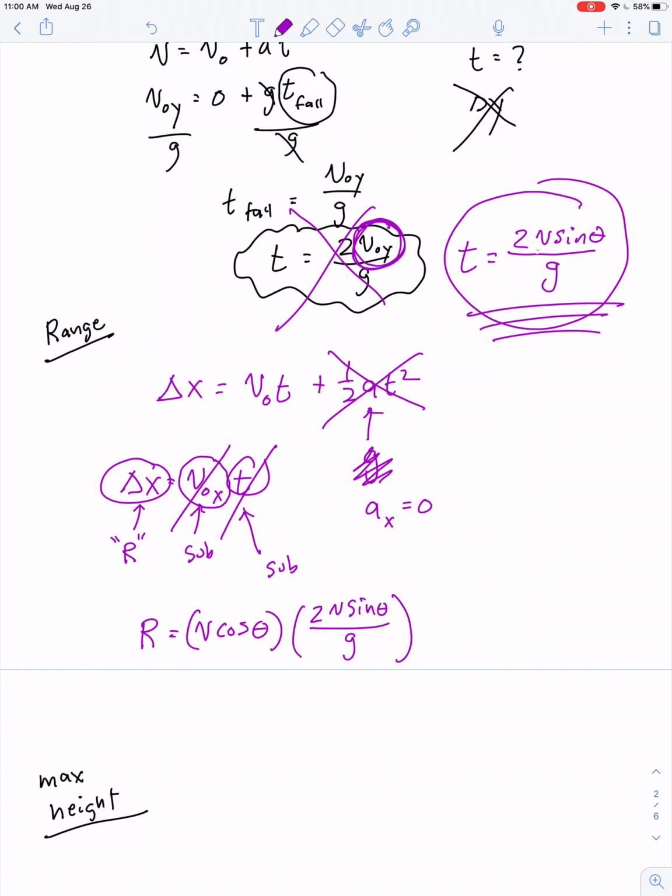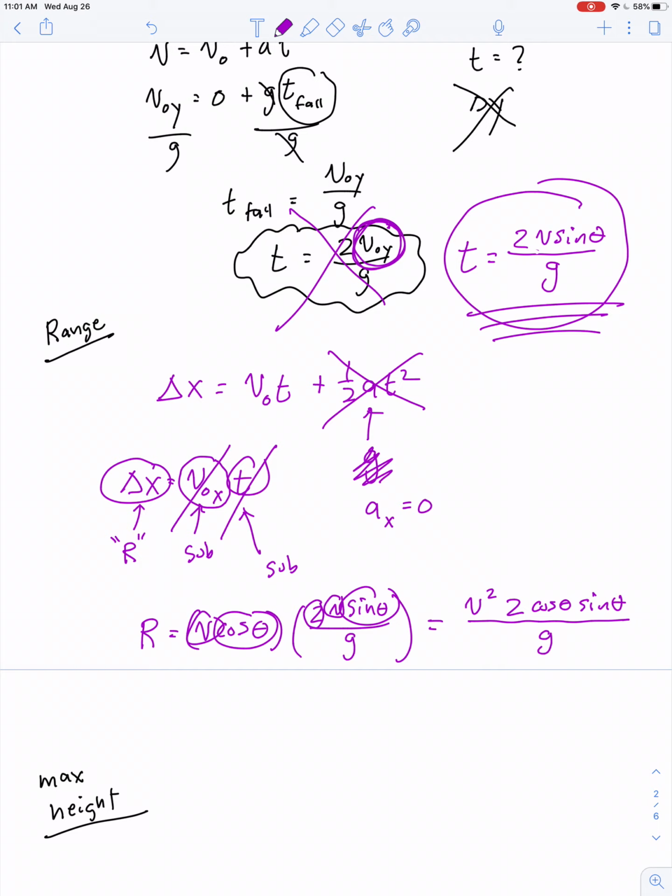And we should simplify this. So let's see, we've got a v multiplied by a v. That's going to give us a v squared. So we get v squared times, and we'll put the rest together, 2 cosine theta sine theta, and then all that divided by g.